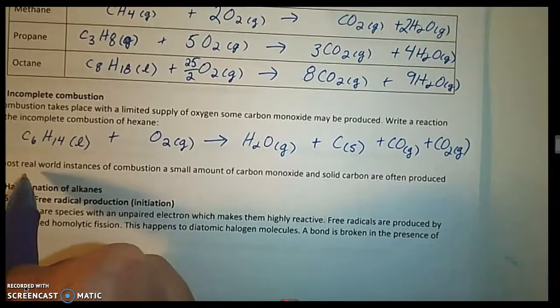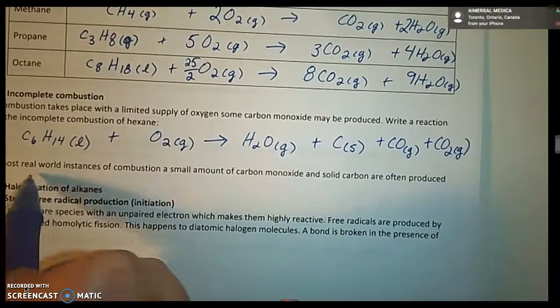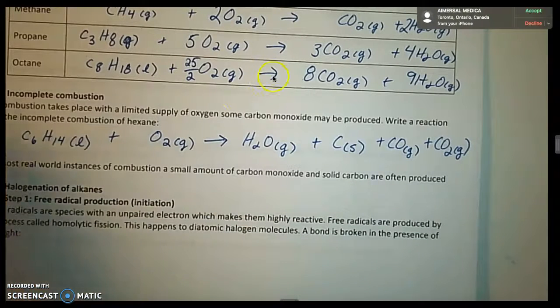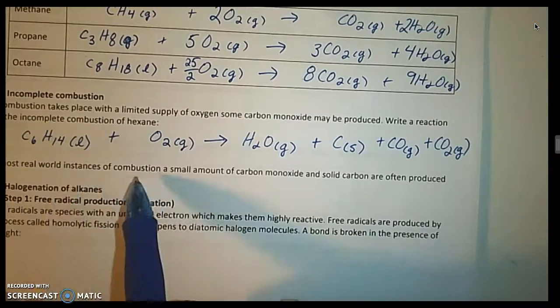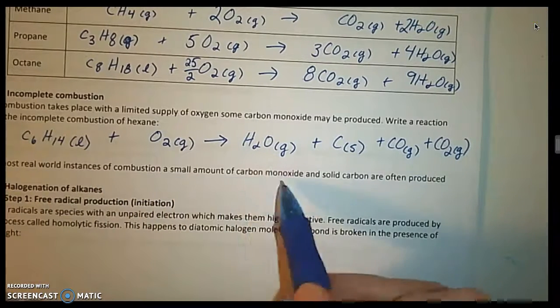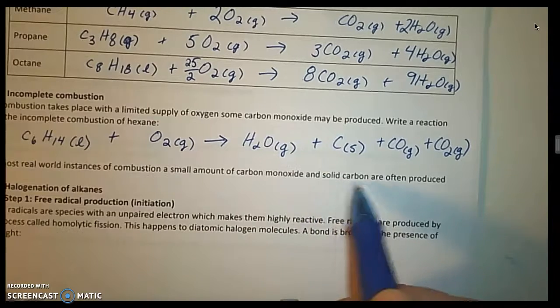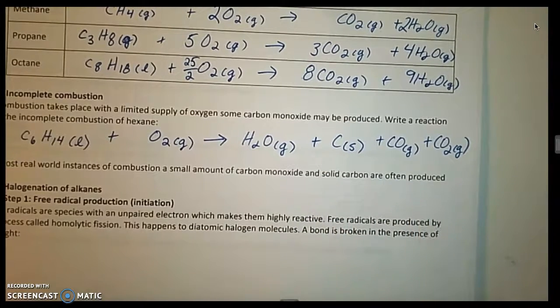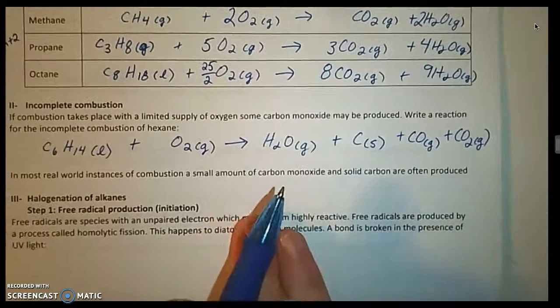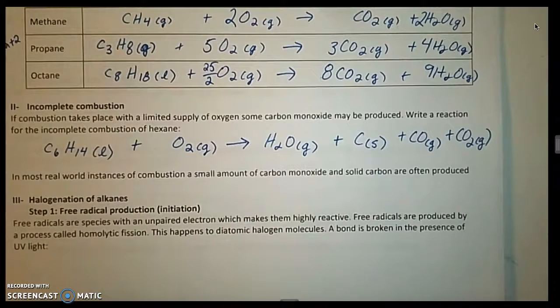And then you'll notice this little bit that I added right here. In most real-world instances of combustion, a small amount of carbon monoxide and solid carbon are produced. And this is why it's not super safe to burn things in your home. Okay, do a lot of combustion.